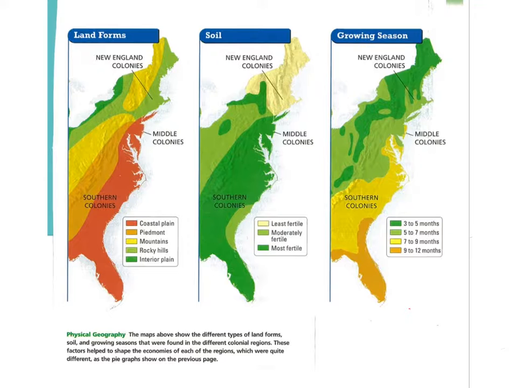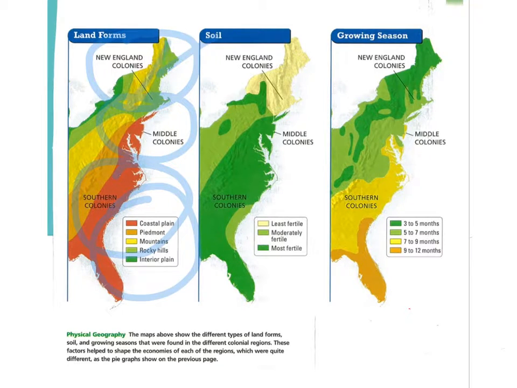As we've been discussing, there are differences between the New England, Middle, and Southern colonies. The differences begin with simple geography. That's the way the planet was made. In New England and in the northern section, you tend to have more mountains and rocky hills, whereas in the southern colonies, you have coastal plains.